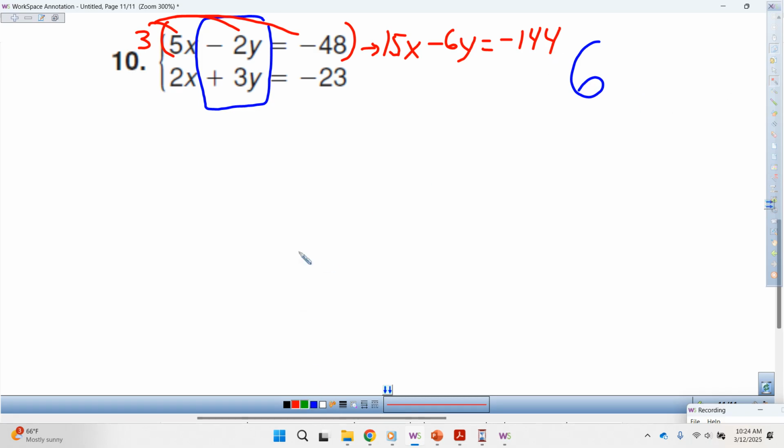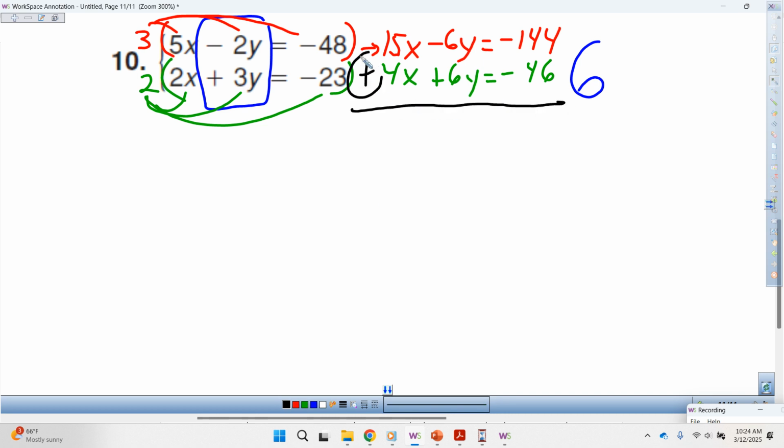How about the second one? To make this into a 6, we need to multiply times what? 2. So 2 times 2x is 4x. 2 times 3y, that's positive 6y. And 2 times negative 23, that's negative 46. Now we can combine. Put a big plus sign. These cancel. We got 19x equals negative 190.